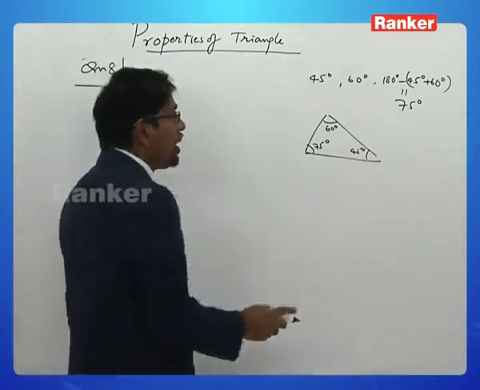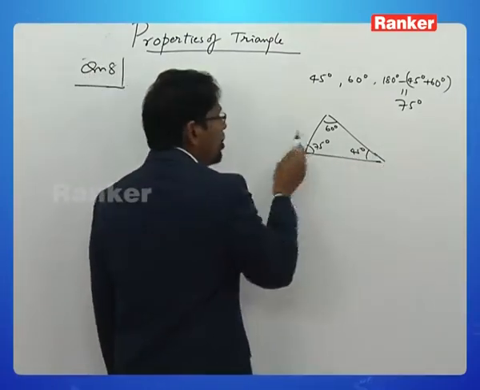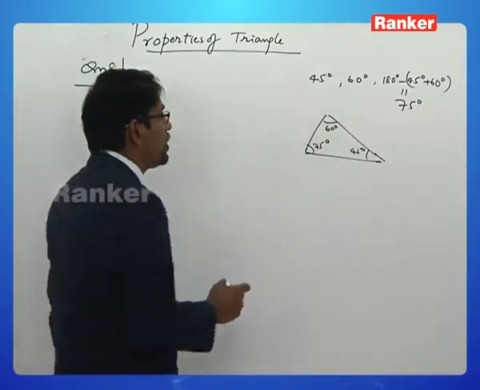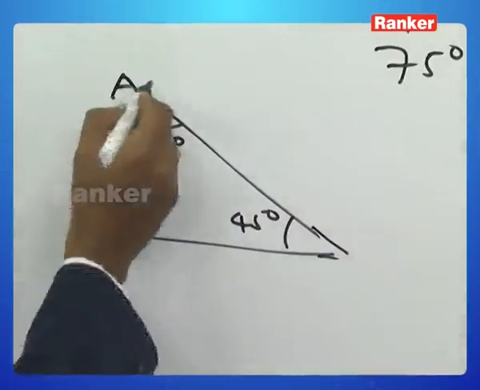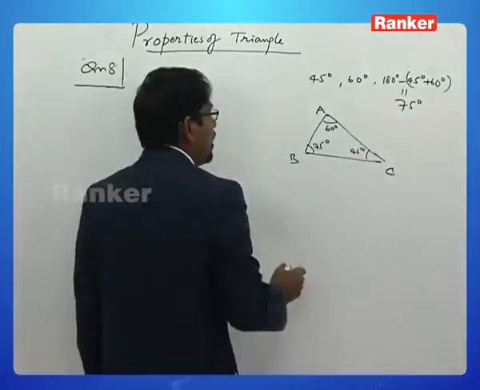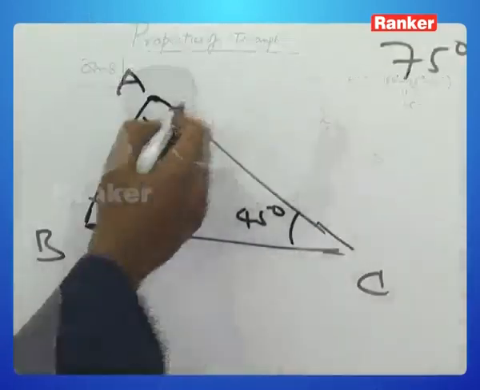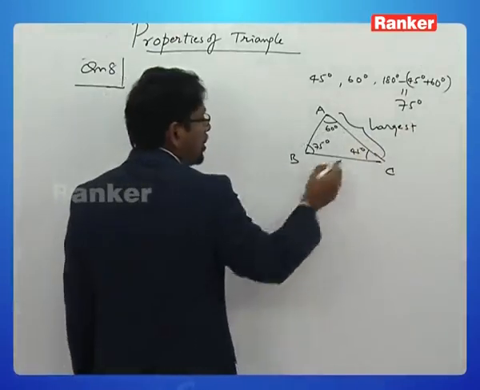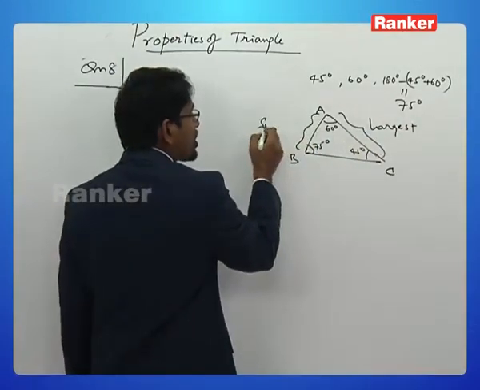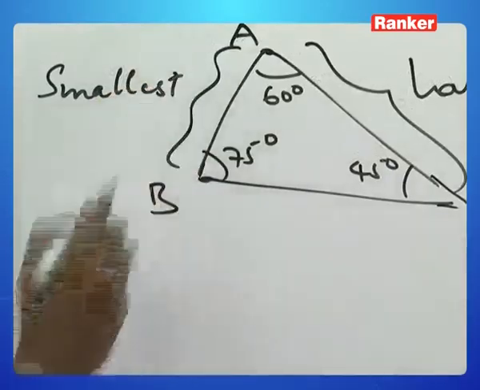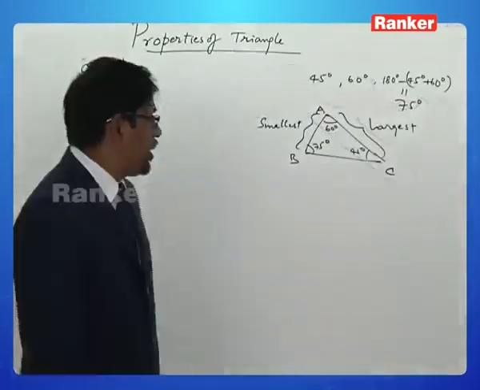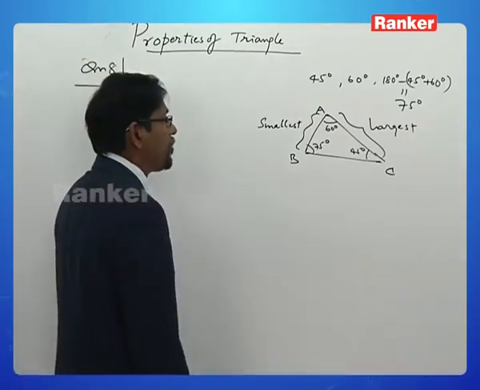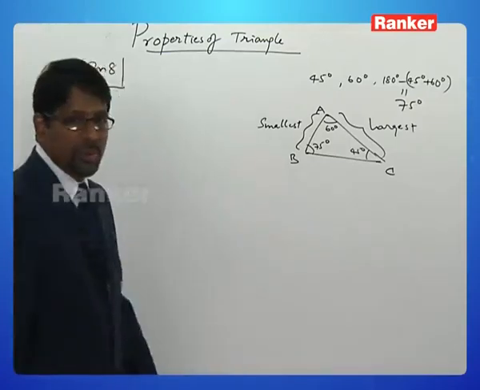So the angles of the triangle are 45, 60, and 75. Obviously, the side opposite to the smallest angle will be smallest, and the side opposite to the biggest angle will be biggest here. Let's call this ABC. Angle B is the largest here, therefore AC will be largest. This is the largest side. And of course, this being the smallest angle, this will be the smallest side. Largest angle will be largest side. Okay, so this is how we have here.